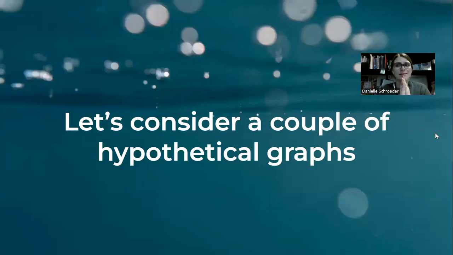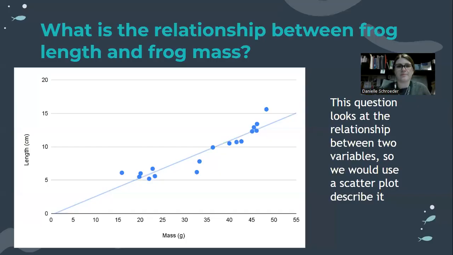Okay, let's consider a couple of hypothetical graphs. The relationship between frog length, that's over here on the y-axis, and frog mass. I know that wasn't part of our original research question, but these are two numerical values that we are trying to relate, right? These two variables would be described using a scatter plot, and we've put a line of best fit in here to describe that data. Notice the line of best fit doesn't hit all of the points. It just shows you, generally speaking, the middle point of all of those random scatter points.